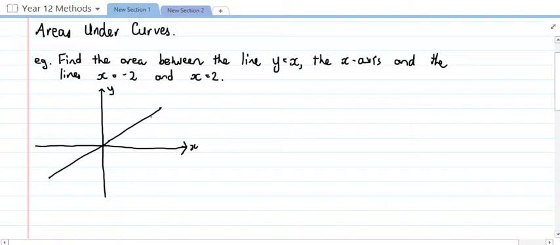There we go. So that's the line y equals x passing through the origin at a 45-degree angle, roughly. And I need to do this between the graph, the x-axis, and the lines x equals -2 and x equals +2. That's a bit better. Let's just try and fix that up.